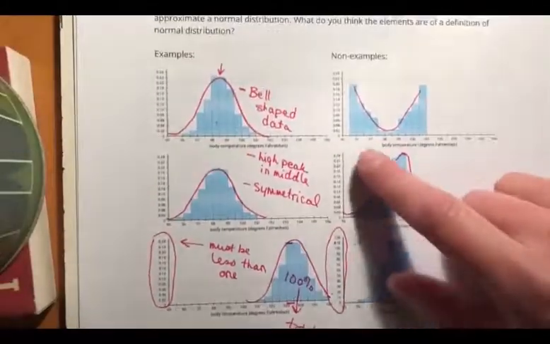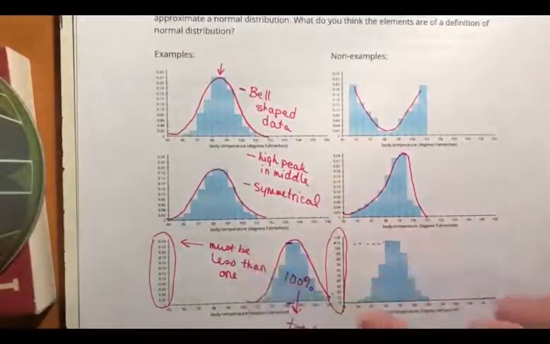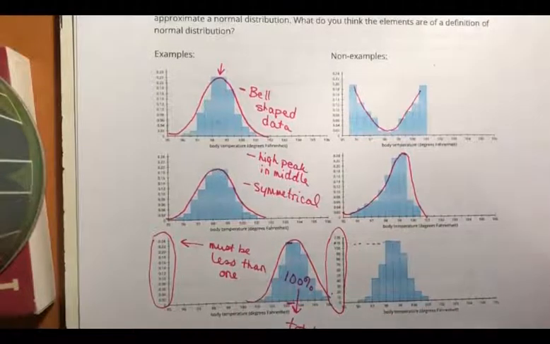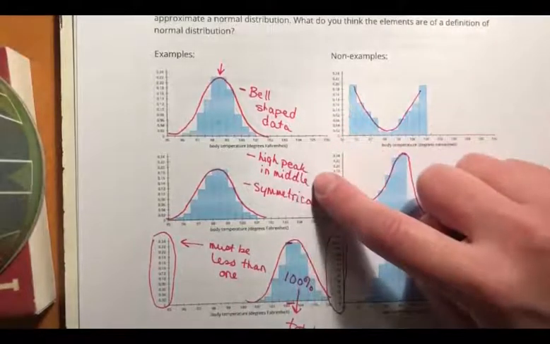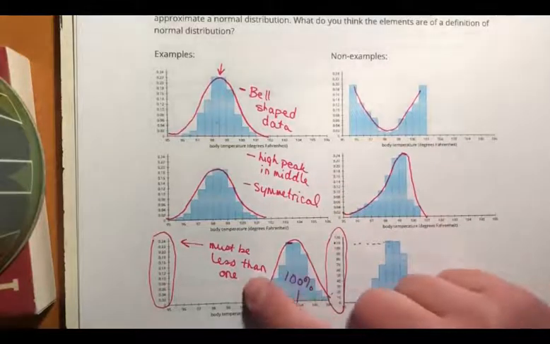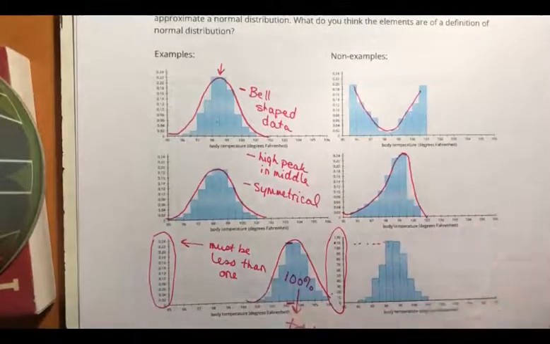So these are our main ideas for things that we need in order for it to fit the definition of a normal distribution. Bell-shaped, high peak in the middle, symmetrical, and the Y scale must be less than 1.